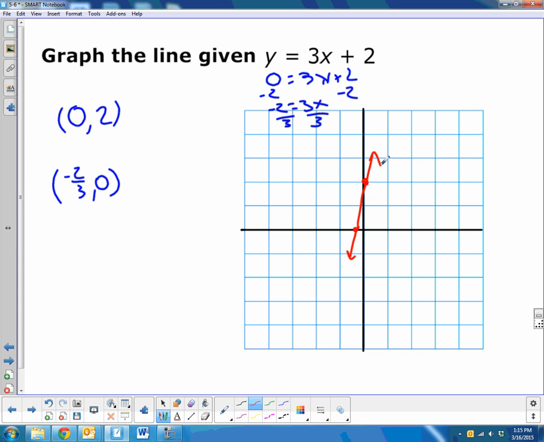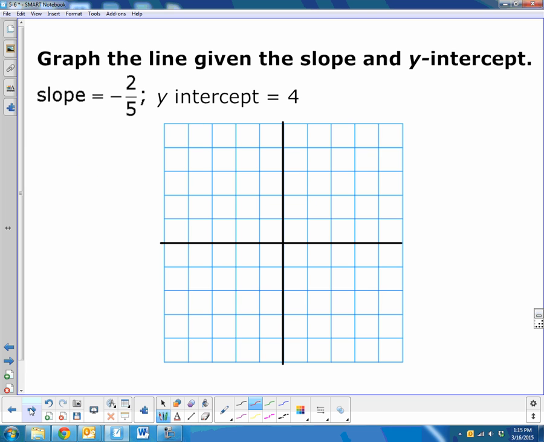It would be really nice if we could just look at the equation the way it's written, y equals 3x plus 2, and just draw it. Not have to do any other work. Just be done. Just draw it. That would be awesome. So let's look at how to do that. If you're given two pieces of information, if you're given the slope and the y-intercept, then it's really, really easy and fast to graph the line.